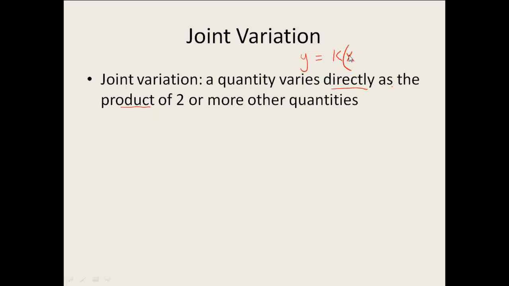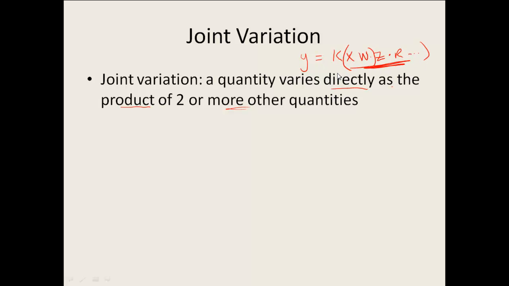So instead of x, I have to have another variable here. Let's call it w for right now. And it says it could be more than two quantities. So maybe it's x times w times z times r. It could keep going. But the idea here is that we have a product.